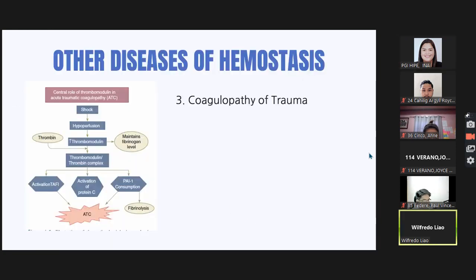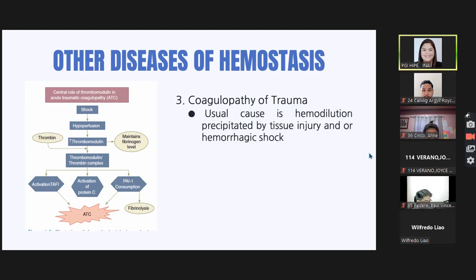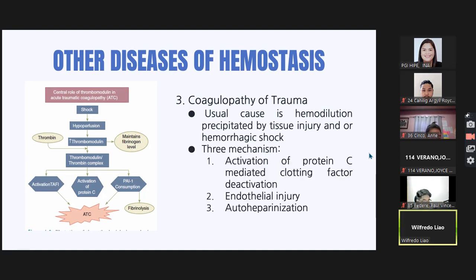So next, coagulopathy of trauma. The usual cause is hemodilution precipitated by tissue injury and or hemorrhagic shock. There are three mechanisms. First is activation of protein C mediated clotting factor deactivation, endothelial injury, and also autoheparinization. These three mechanisms lead to hyperfibrinolysis, platelet dysfunction, and shedding of endothelial heparan sulfate and chondroitin sulfate.